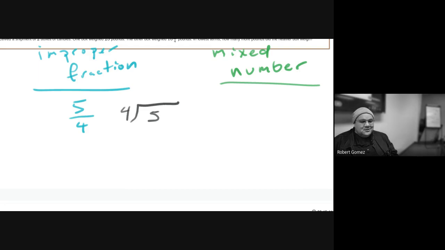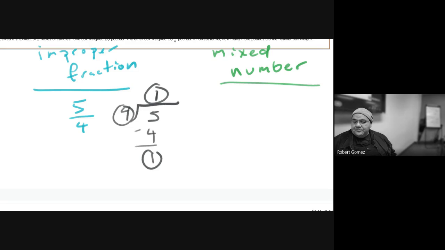So 4 goes into the 5 once, right? 4 times 1, and I'm going to put the product underneath the dividend. I'm going to do a little subtraction. So 5 minus 4 is 1. We're going to use almost everything here. We're going to use this 4, this 1 here, and also what's left over to put together our mixed number. So we're going to use those pieces of information to do that.